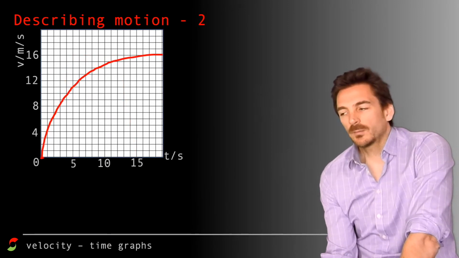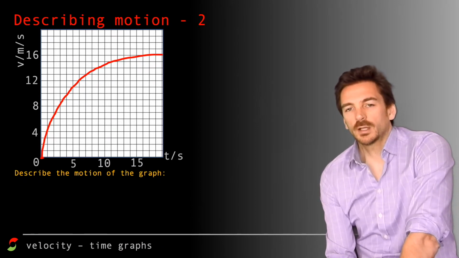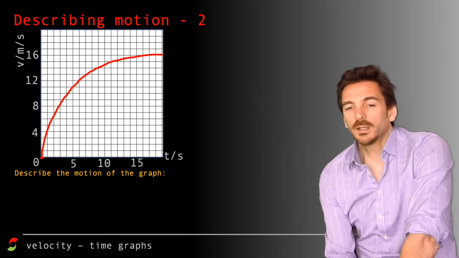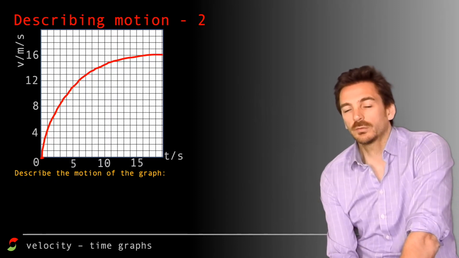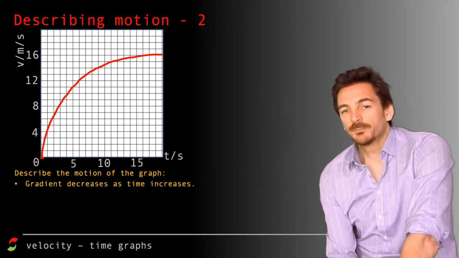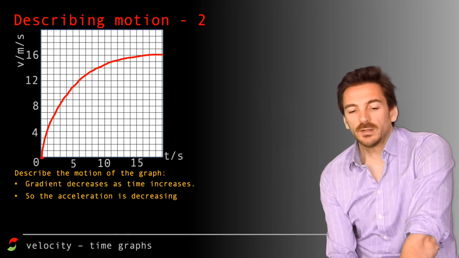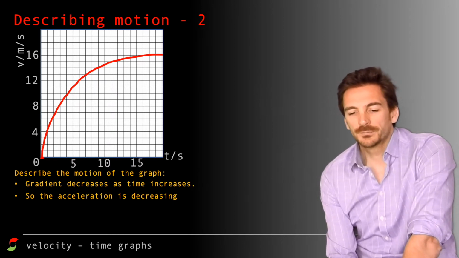So let's have a look at being able to describe the motion of this one. This comes up quite a lot in exams as well, and students generally find this shape graph difficult to describe. So what we can say there is that the gradient is decreasing with time. We can also say the acceleration is decreasing because that gradient is decreasing.